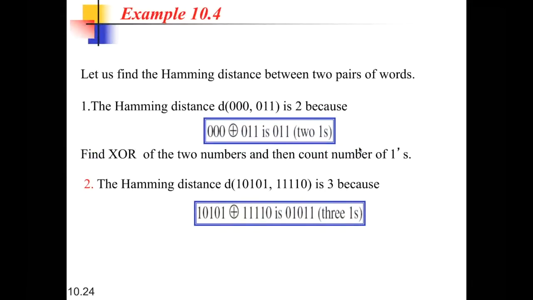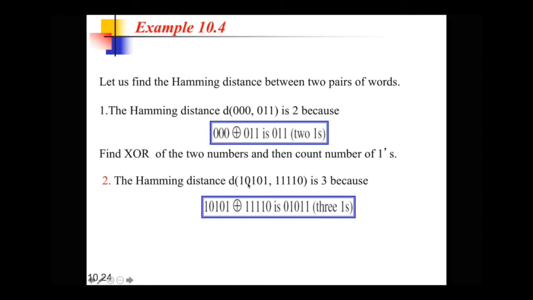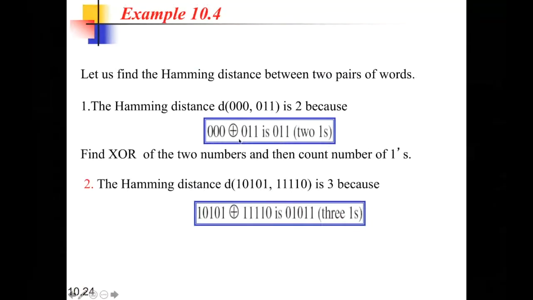Okay, let's do some examples so that we can remember and understand what Hamming distance is. These are two words, 000 and 011. What is the Hamming distance between these two words? How many bits are different here? Two bits are different, so the Hamming distance is 2. You can perform XOR on the two words, and this is the answer.